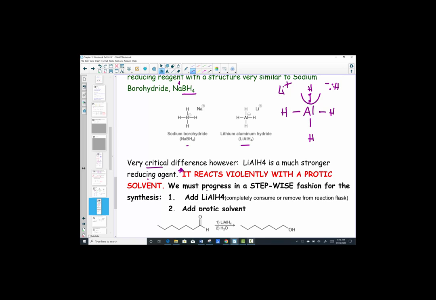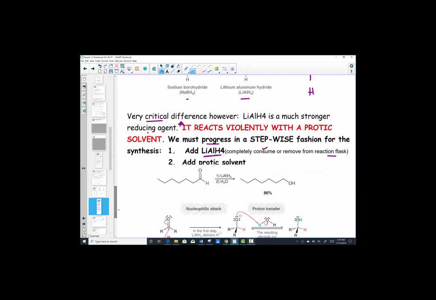We must progress stepwise, making very sure that all of the reducing agent has been completely removed from the reaction flask, either making sure that we put in a quantity that will be completely consumed through the chemical reaction, or removing it from the reaction flask before we add the proton into that solvent. So we have to do it stepwise.